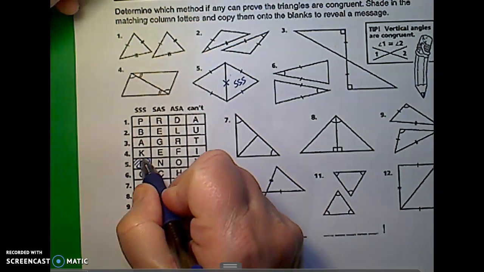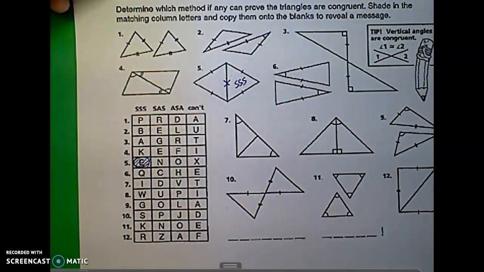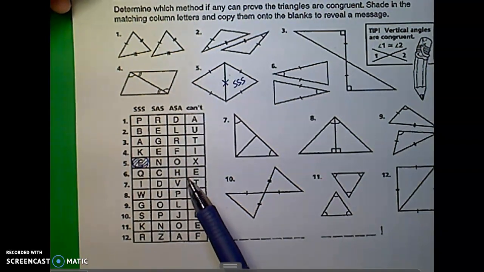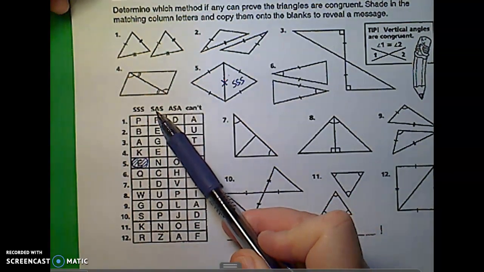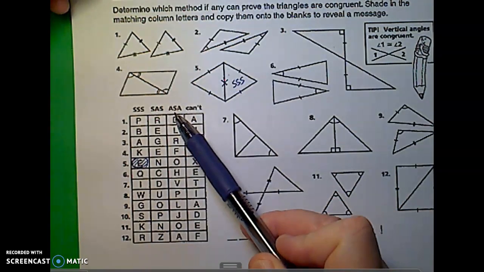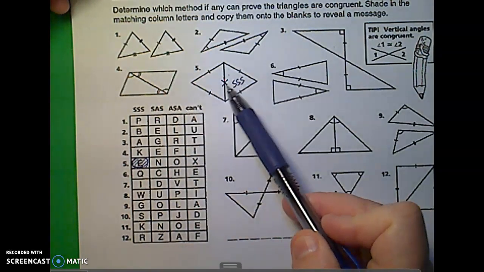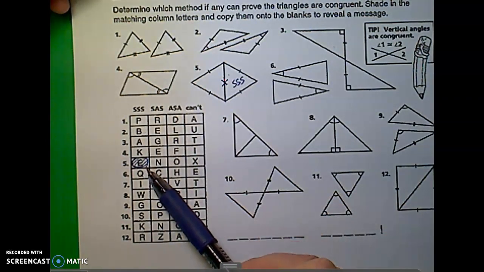Maybe better than shading would be just to circle the letters instead of shading them. You may not be able to see them after you have them shaded. We could also see if any of the other ones work for this. If we just look at number 5, side, angle, side? No, we don't have any angles marked as congruent. Angle, side, angle? No, again, we don't have any angles marked as congruent. So this would be just side, side, side.